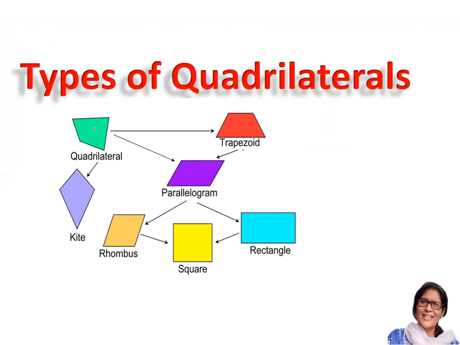In a quadrilateral, if one pair of sides is parallel, we say trapezium. If both pairs of opposite sides are parallel, we say parallelogram. From the parallelogram, you can define rhombus, square, and rectangle. And kite is a different one whose adjacent sides are equal, but opposite sides are not parallel or not equal. Here one pair is parallel. So let us go one by one.